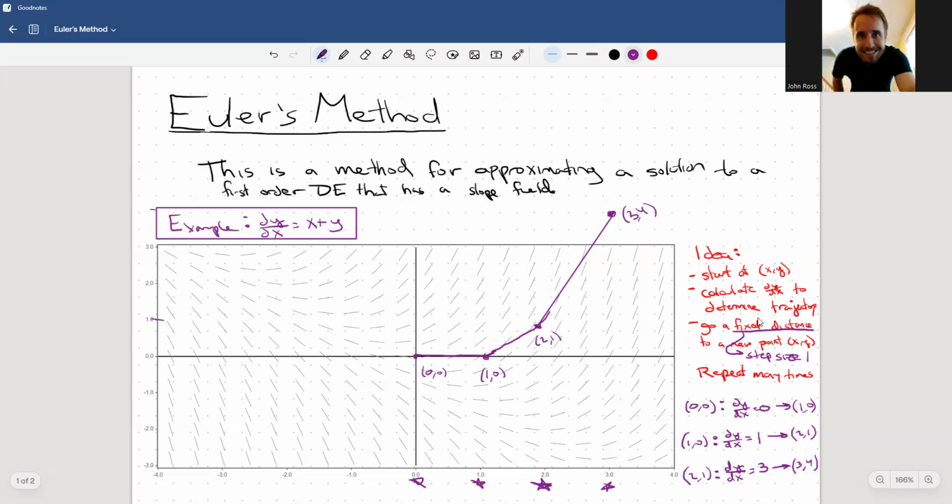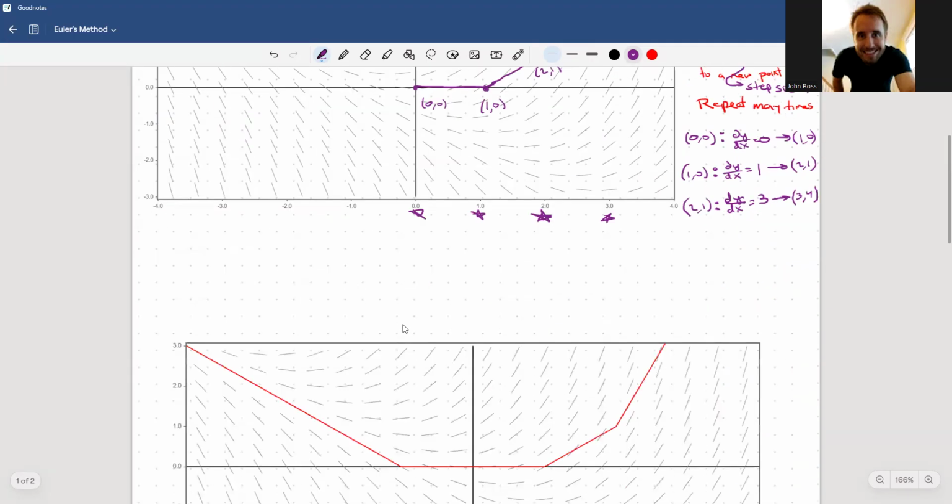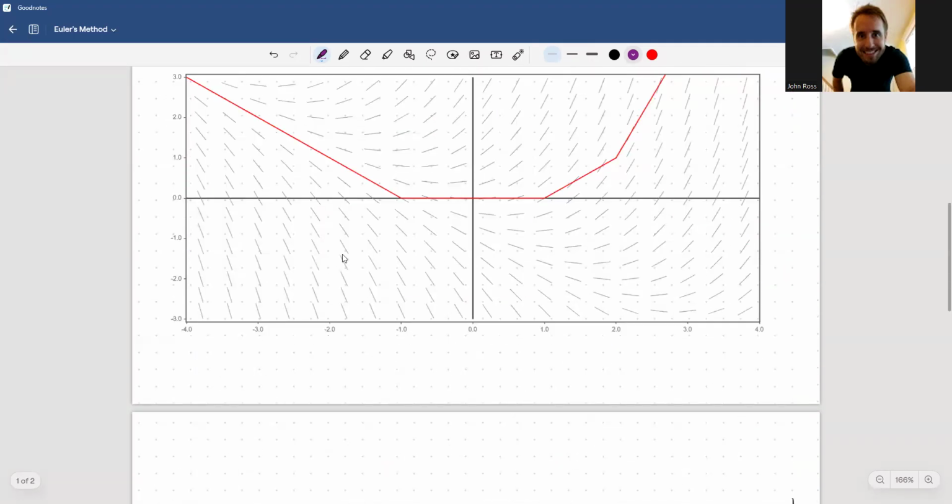I'm going to scroll down the page here, and we'll see that I've actually gotten a computer to do this for me. So here is my example of that. You'll also notice this computer system, when I entered the initial value of (0, 0), backward propagated this as well. So I was able to get a full picture of this here. Okay, cool. So this is Euler's method.